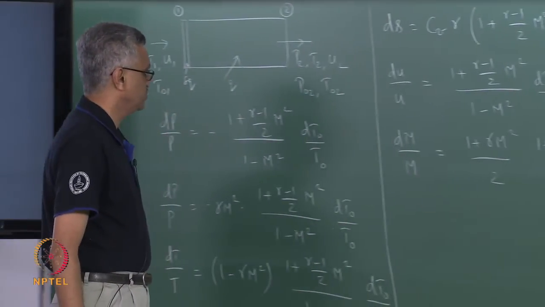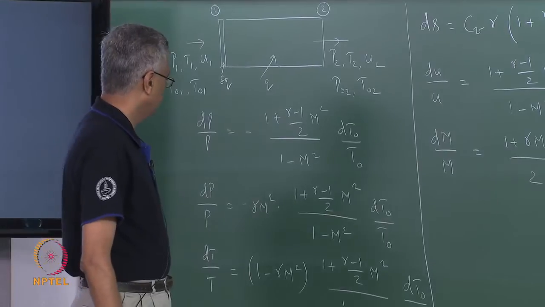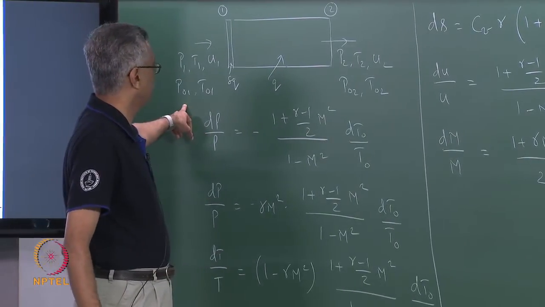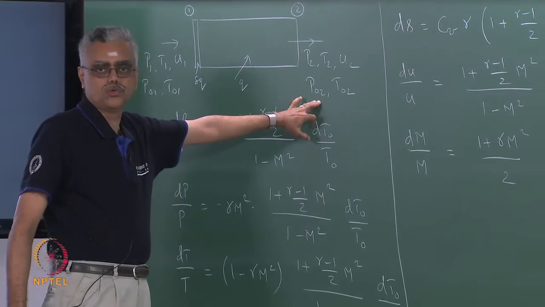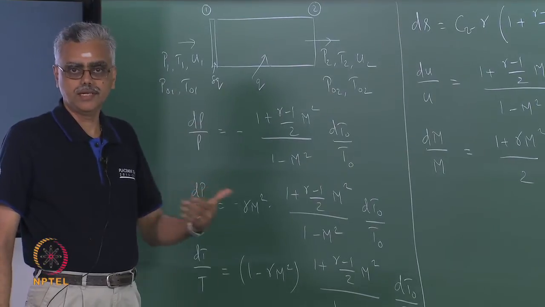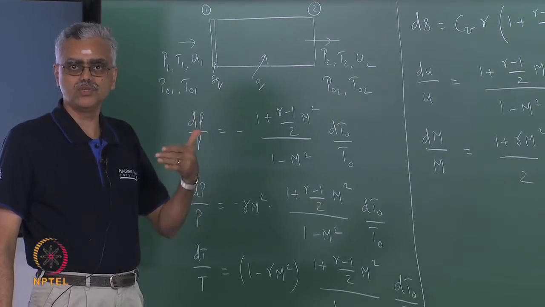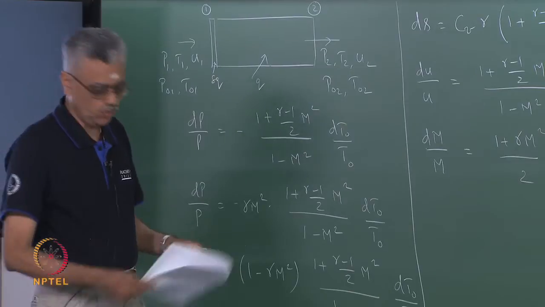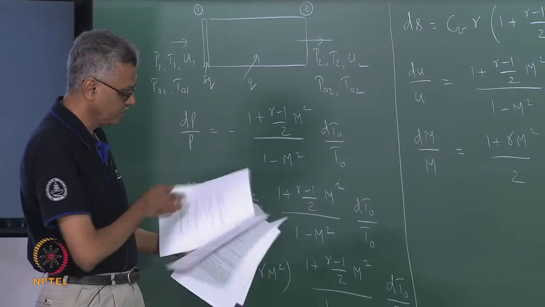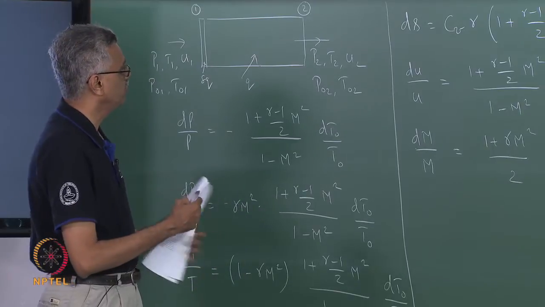One additional equation that we are yet to write down is the change in stagnation pressure. Remember, the stagnation pressure is P01 here and it is P02 here, and we know that addition of heat increases the entropy, so we expect P02 to be less than P01. So that is the other equation that we are going to derive. Let us see how we can do this.